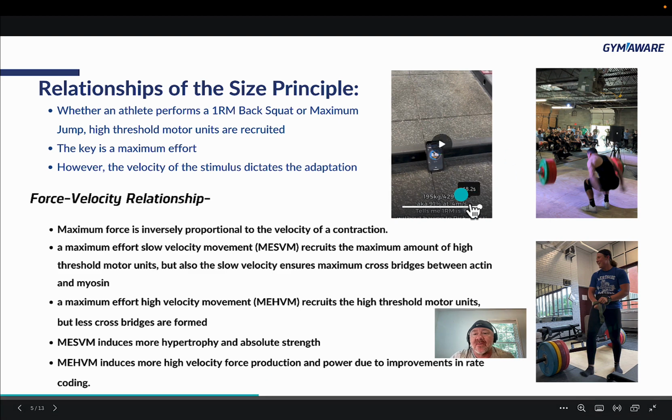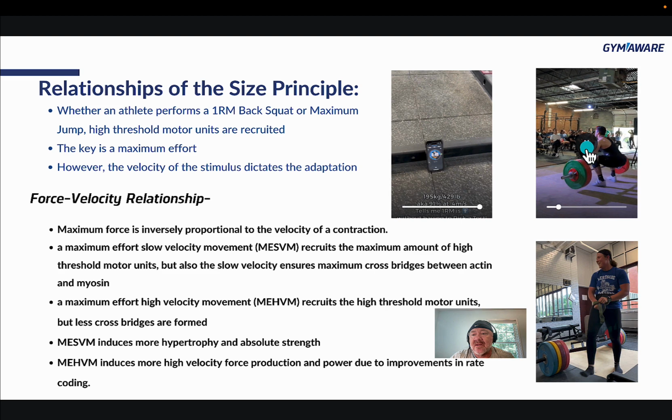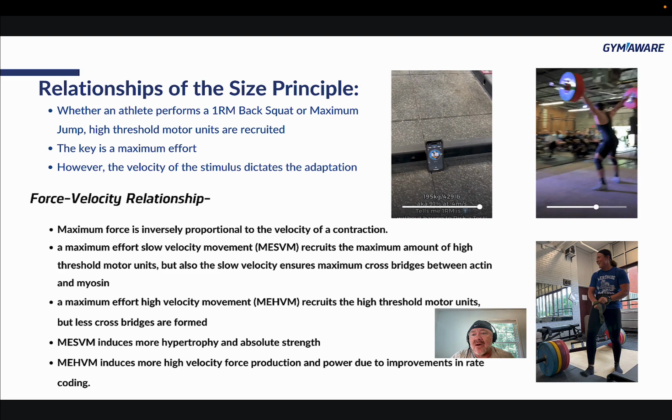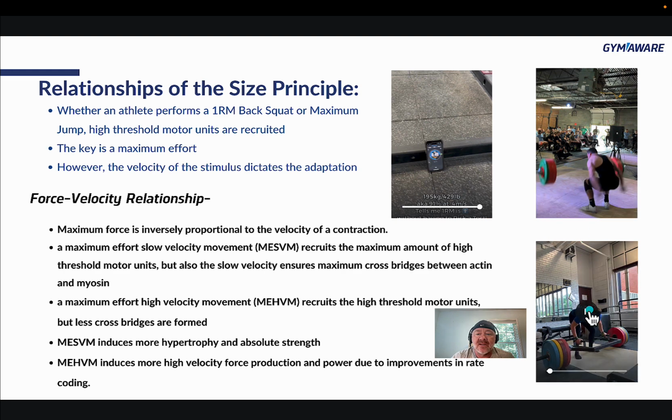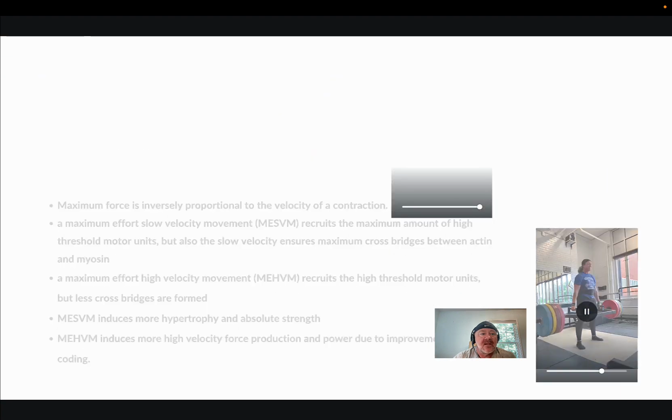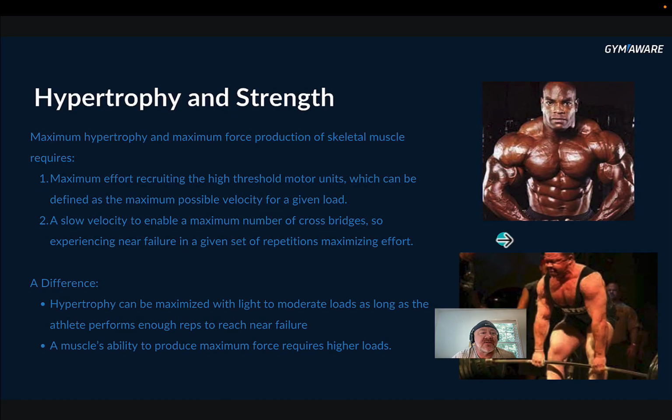So here's an example of all three. I showed you the jump. Here's Ryan doing a snatch. All these are going to be recruiting the maximum amount of high threshold motor units. But Sarah's, where it's a bit slower because it's super heavy, is going to also ensure that the maximum amount of cross bridges between actin and myosin are occurring. So she will get stronger, especially in the absolute strength quality of strength, and she's going to induce more hypertrophy.